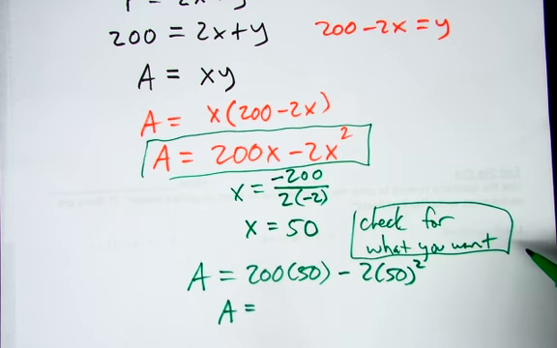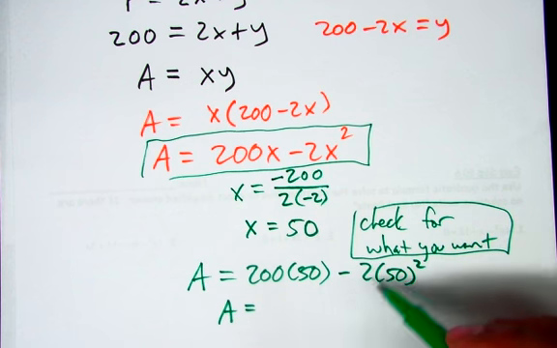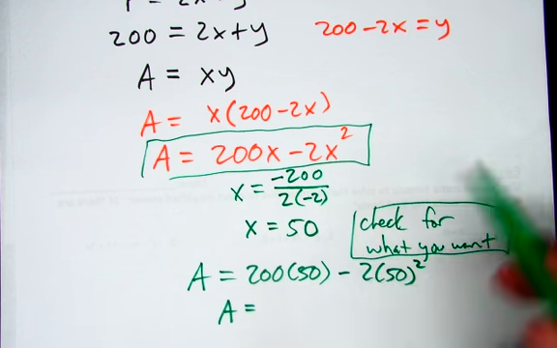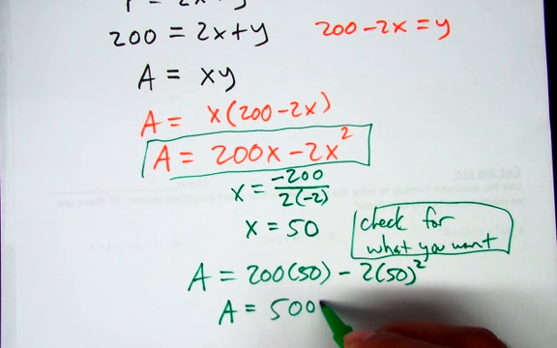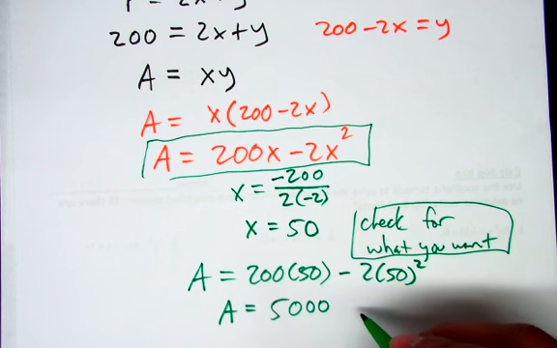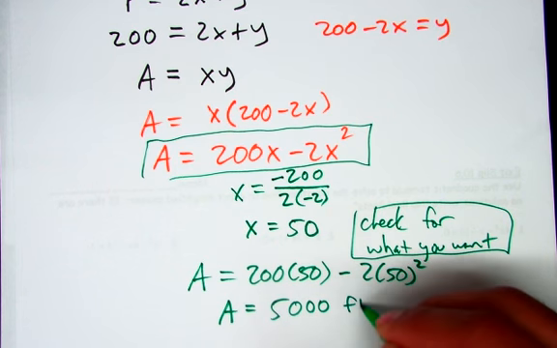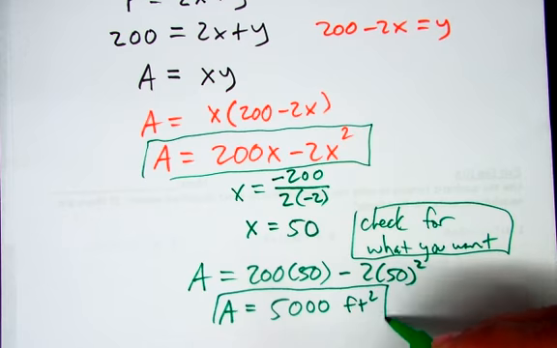What's that? Oh, I said it wrong, but I wrote it right. Thank you. 2 times 50 squared. What is it? 5,000. And we are in feet, so we're going to put our units. 5,000 square feet would be the largest area possible here.